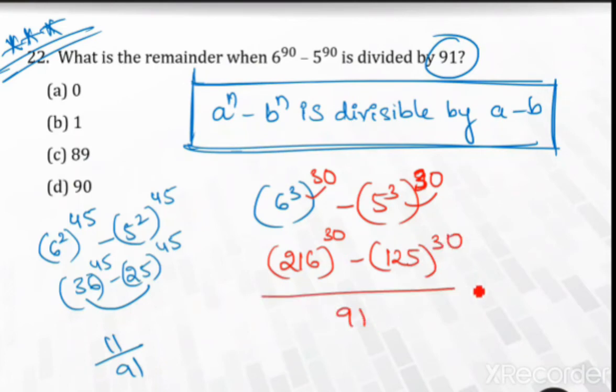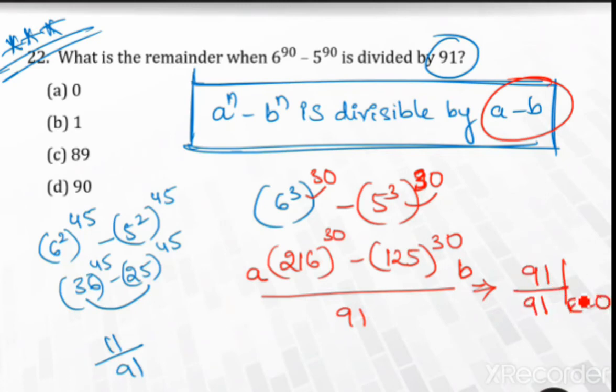What will be the remainder? a power n minus b power n is completely divisible by a minus b. What is a minus b here? This is a, this is b, and this is n. 91 is completely divisible by 91, means leaving no remainder. Can I say the answer is option A? Remainder is 0. Is this clear?